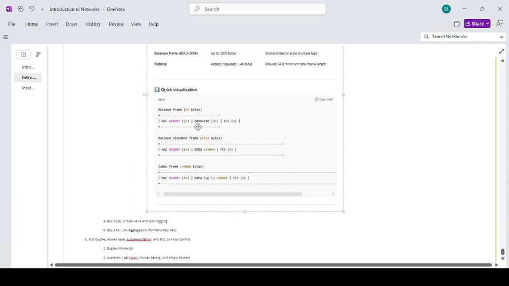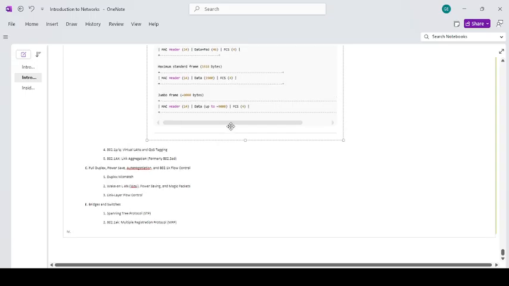So here's the quick visualization. Minimum frame of 64 bytes: MAC header 14, data plus pad 46, FCS 4. Maximum standard frame 1518 bytes: MAC header 14, data 1500, FCS 4. Jumbo frame at 9000 bytes: MAC header 14, data up to 9000, FCS 4.